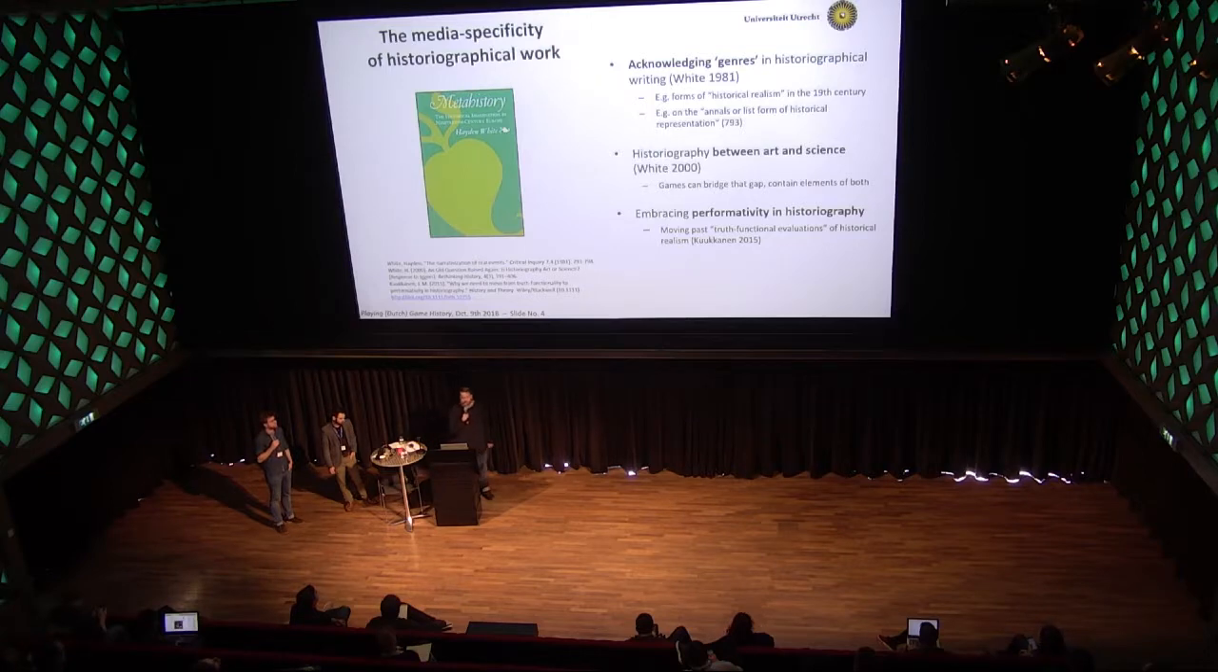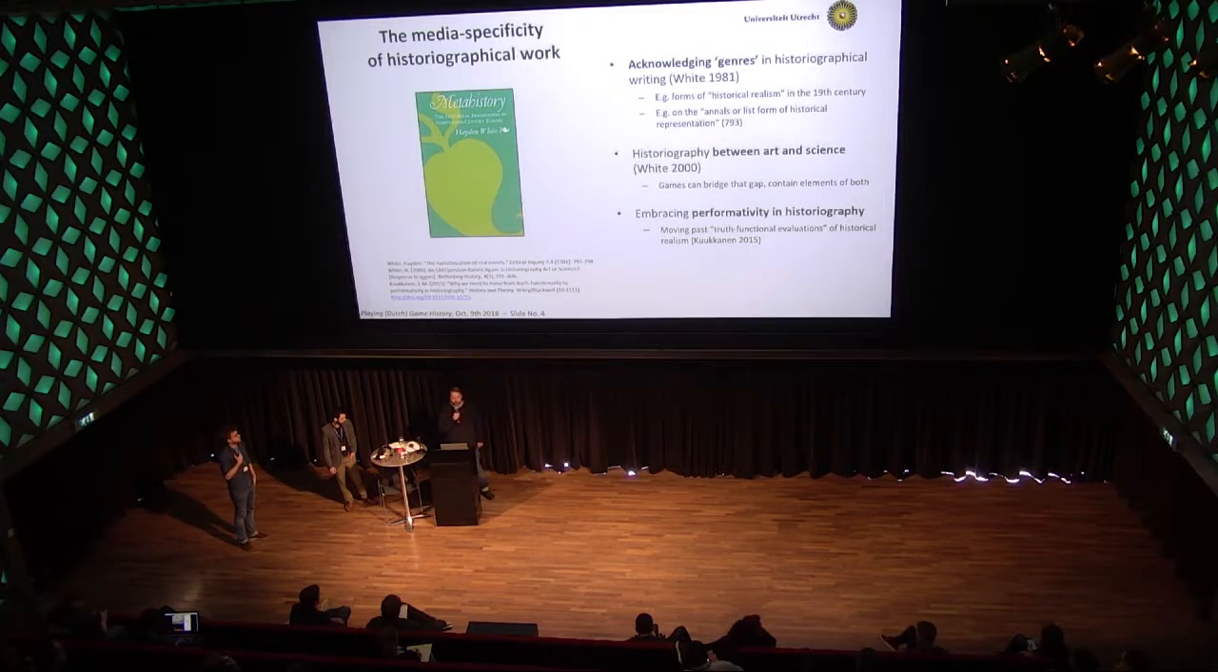White also specifically defines historiography as a practice that is situated between arts and science, that applies both categories of scientific rigidity but also aesthetic categories. It cannot really completely disassociate itself from them. And one turn that we found particularly interesting, and that resonates with what we're trying to do, I think, is Kukkanen's proposition to embrace performativity in historiographical work. So he's basically pleading for moving past what he calls truth functional evaluations, like basically choosing the right narrative, so to speak, that is inherent in historical realism, and embracing the performativity of historical knowledge.